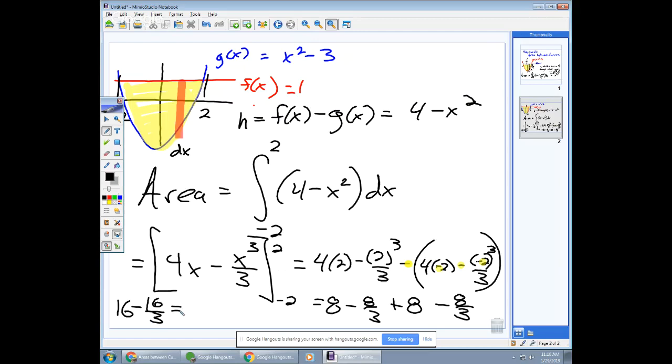3 goes into 16 5 times. 16 minus 5 1/3, which would be what, 10 2/3, I think? Yeah, 11 minus 1/3, 10 2/3. I think that area is 10 2/3.